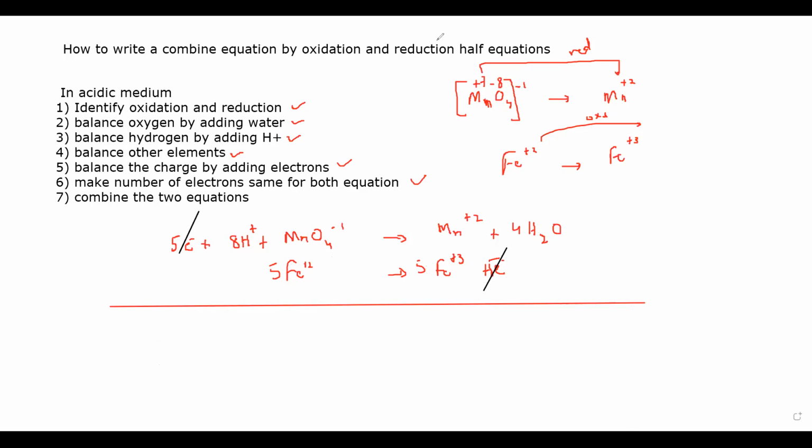So the result is, on the left hand side we have 8 protons, we have MnO4 with a charge -1, we have 5 Fe2 plus 2. On the right hand side we have Mn plus 2, 5 Fe plus 3, plus 4 H2O. So this is the balanced equation.